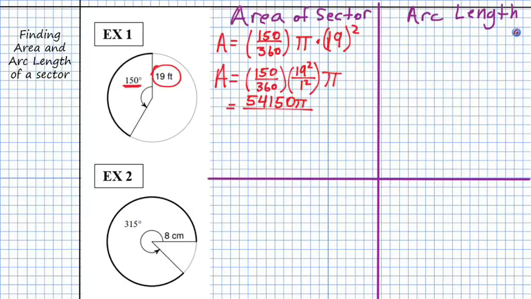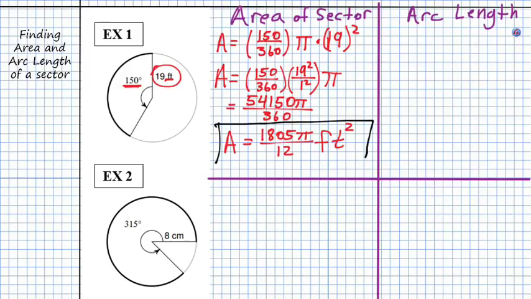So we multiply those two numbers together, we get this over 360, and then we can actually reduce this. So we're going to see that the area is equal to 1805 pi. We want to leave our answers in terms of pi right now, over 12, and then we want to make sure that we're using the right units, right? So this is an area, so we're going to say feet squared. All right, so that's our answer there.